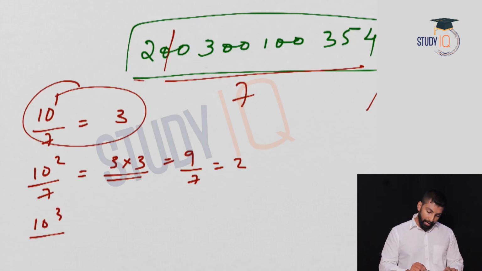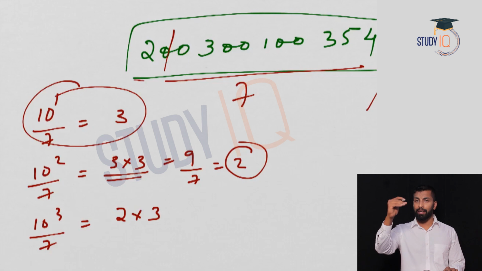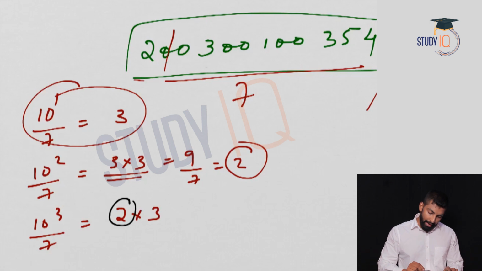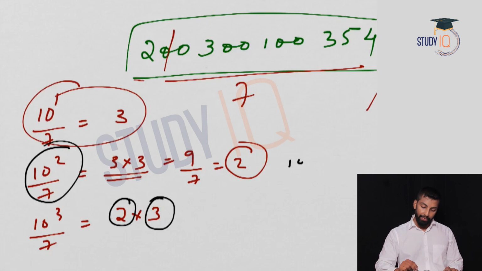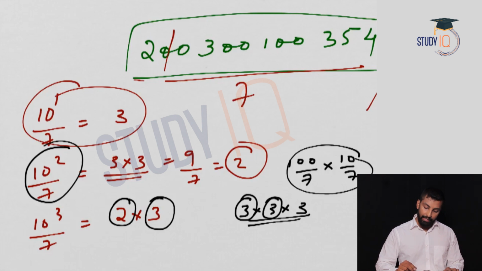Now 10 raised to 3 divided by 7. It is actually 10 square by 7, 2 is the remainder, and 10 by 7, 3 is the remainder. So you can write it as 2 into 3. Rather than dividing 1000 by 7, you can just write it as 2 into 3. Why? Because 2 is the remainder when you divide 100 by 7, and 3 is the remainder when you divide 10 by 7. So it's actually 100 by 7 into 10 by 7. Basic remainder theorem you are applying. Or this 10 cube you can also write as 3 into 3. I hope you understood why, because this is 10 by 7, this is 10 by 7, this is 10 by 7. Now why I wrote 2 is because I combined this.